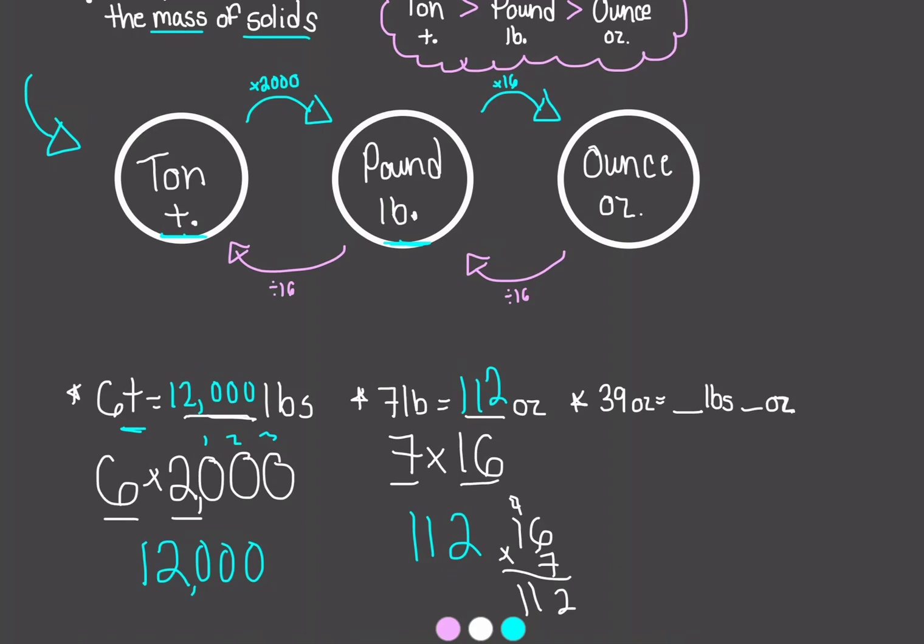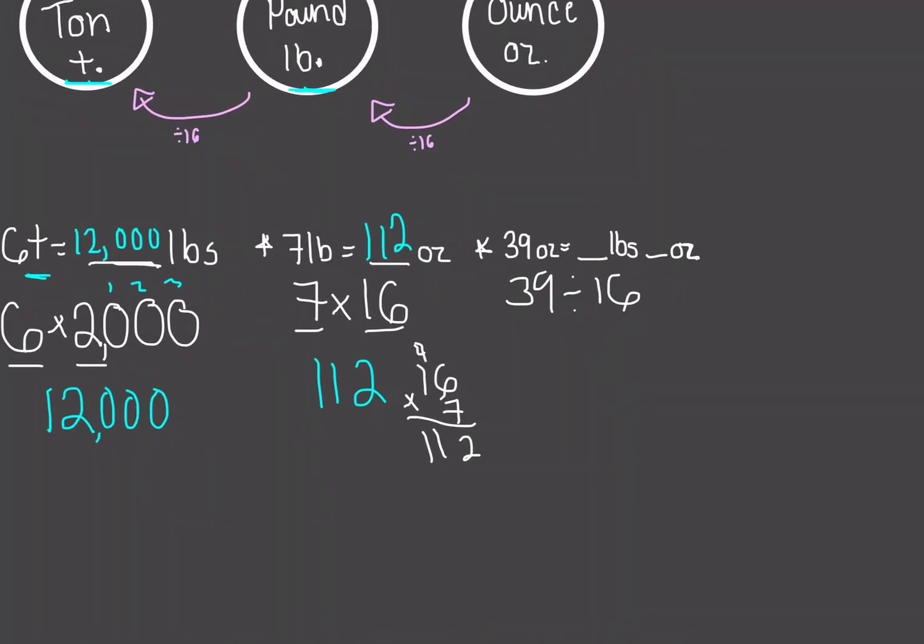And this last one is the only one on this particular page where we're going to have to go the other direction. We're going from ounces to pounds. So that means we're going to have to follow this purple arrow telling us we're going to be dividing. We're going to start with 39 ounces and divide it by 16 because there are 16 ounces in a pound. Unfortunately, it's not going to work out perfectly, and a lot of them won't.